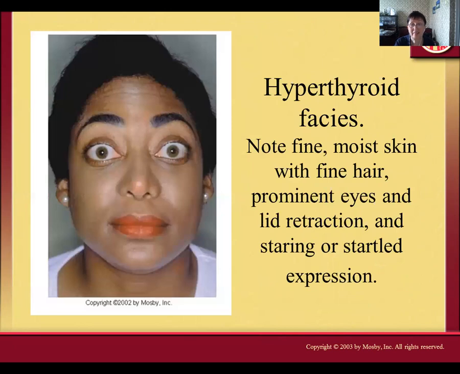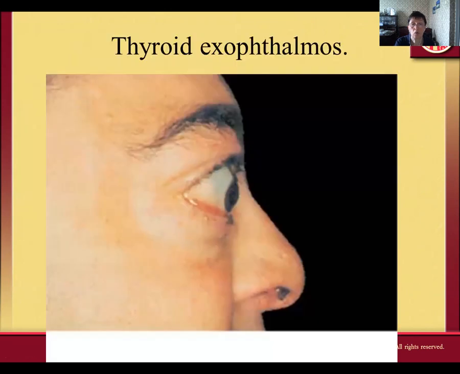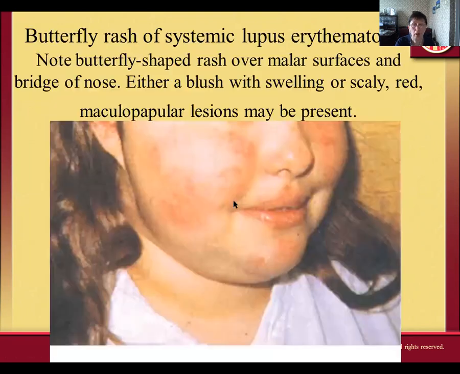Next variant, this is the face of the patient also with thyroid gland disease, hyperthyroid facies, and we see specific changes of the eyes, which is called exophthalmos. One more example of thyroid exophthalmos. Yes, we see that the eyes are shifted forward.